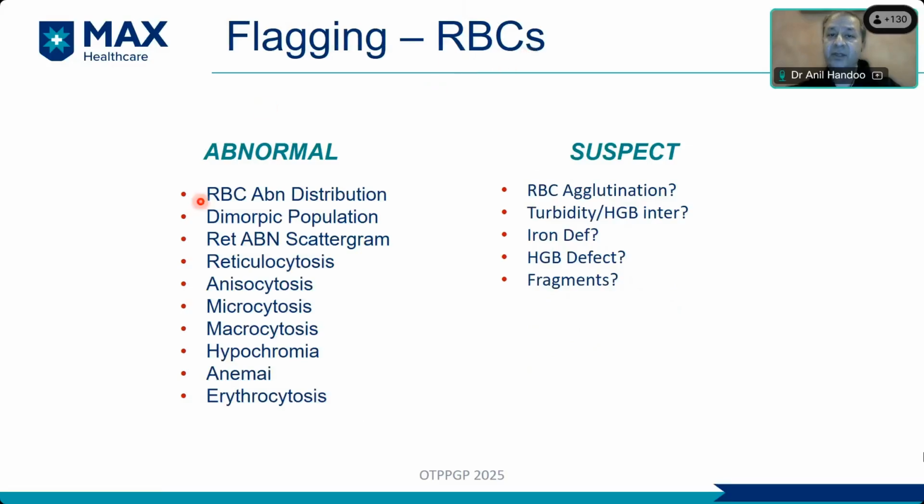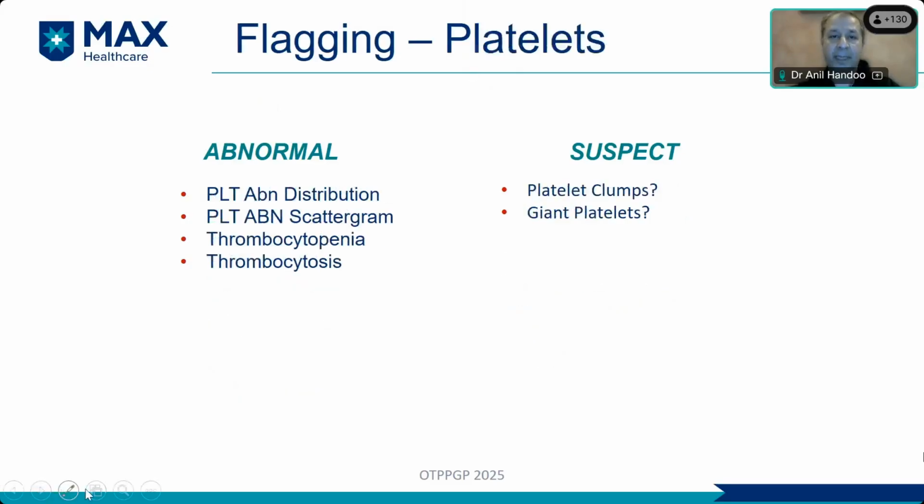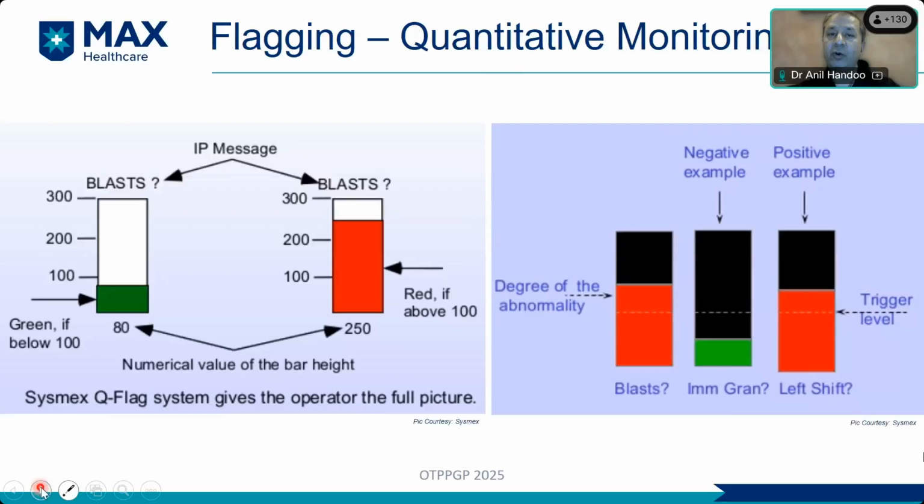Similarly, for RBCs, again, you can have definitive flags like microcytosis, hypochromia, anemia, etc. Whereas in suspect ones, you can get RBC agglutination, etc. Again, these are not definitive. They are suspecting it, and it may or may not be correct when you're seeing on the smear. Again, coming to platelets, you can have abnormal distribution. You can have specific thrombocytopenia or thrombocytosis, and you can also have suspect ones, which are like clumps or platelets, which need to be identified on a smear.